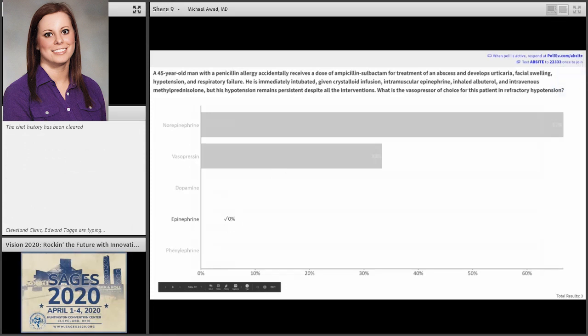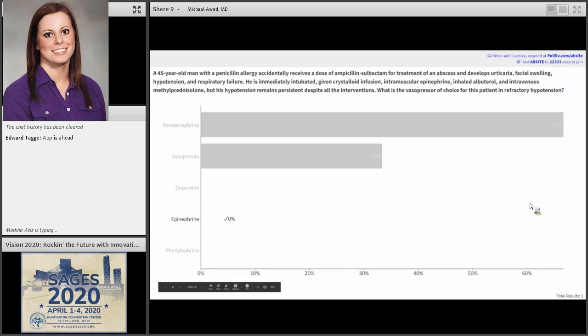Ooh, good. It looks like we have some topics to discuss. So the vasopressor of choice is similar to the medication that you would give either IV or intramuscularly, similar to our previous question. So the answer is actually epinephrine that you give to someone in anaphylactic shock.